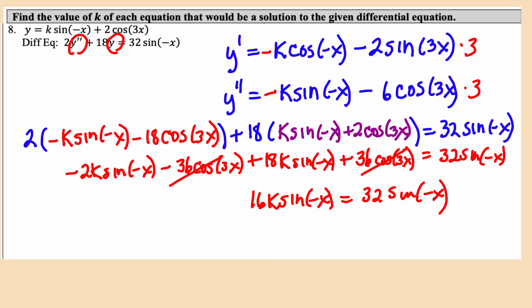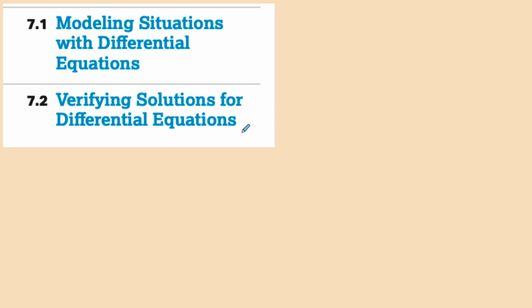And then I'm going to notice that the part being multiplied to the sine is 16k, and the part being multiplied to the sine is 32. So I'm going to set these equal to each other. 16k is equal to 32, and therefore k is equal to 2. So k is the value that will make this second order differential equation be equal to what I have here. And this is the end of the screencast.